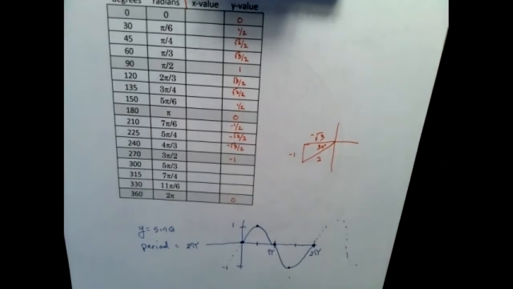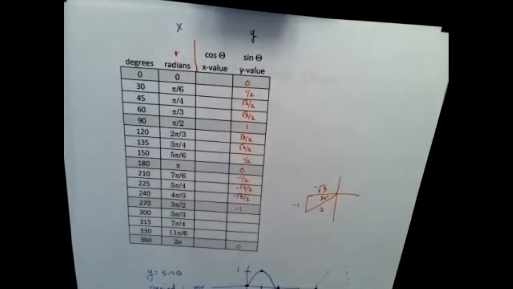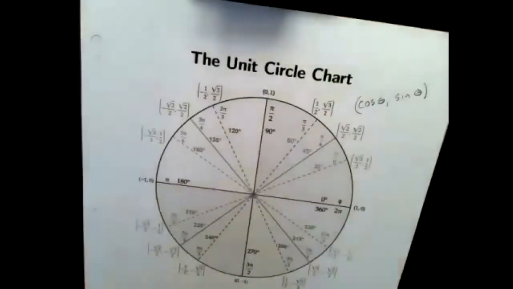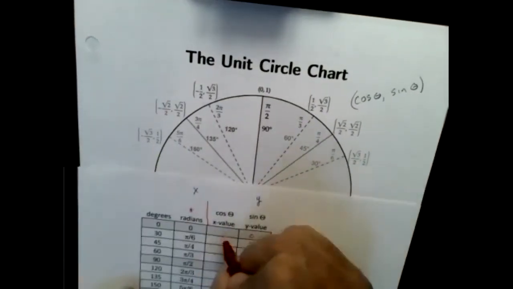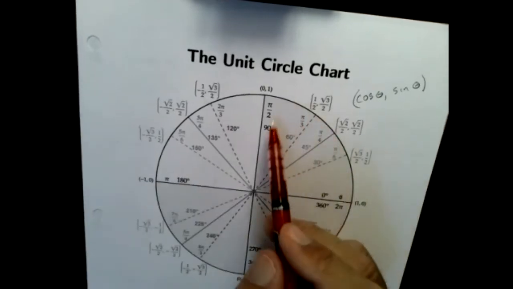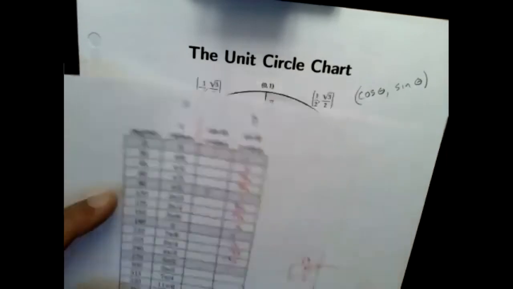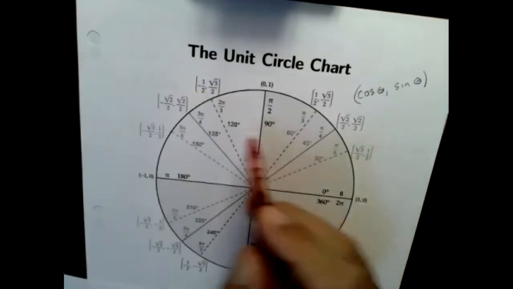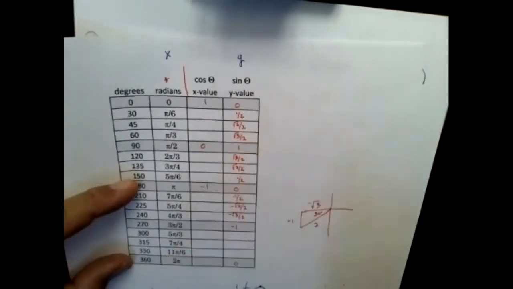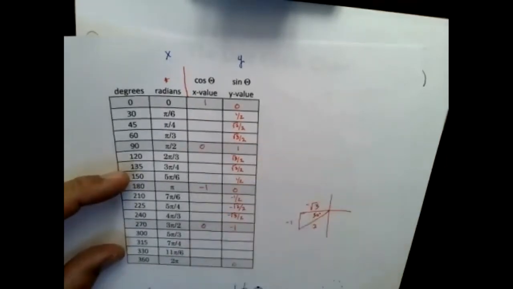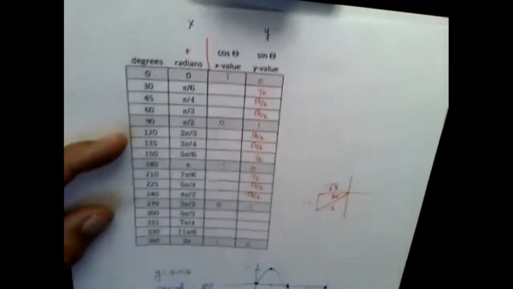Really? Yepers. Now, what if I started filling in values for the cosine? If I looked at that chart, at 0, the cosine is 1. At pi over 2, the cosine was 0. At pi, my cosine was negative 1. At 3 pi over 2, it's 0, and then I'm back up to 1.